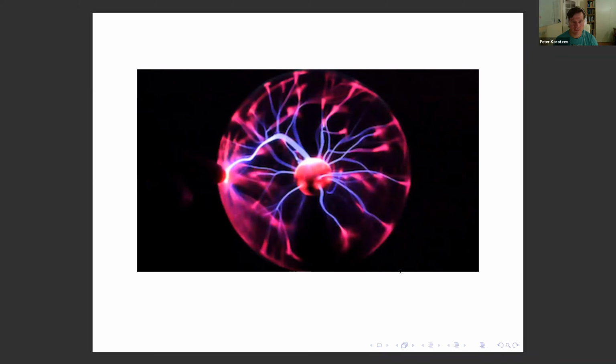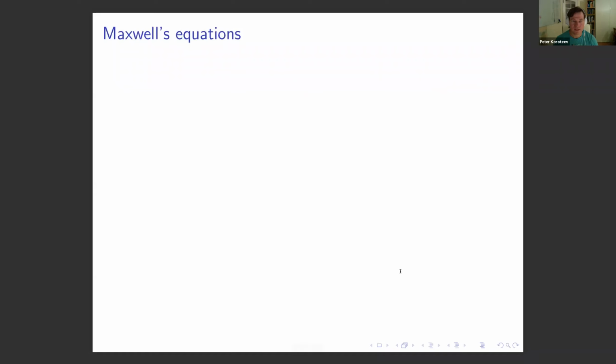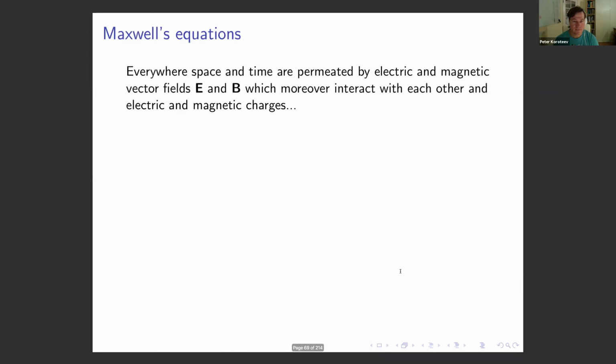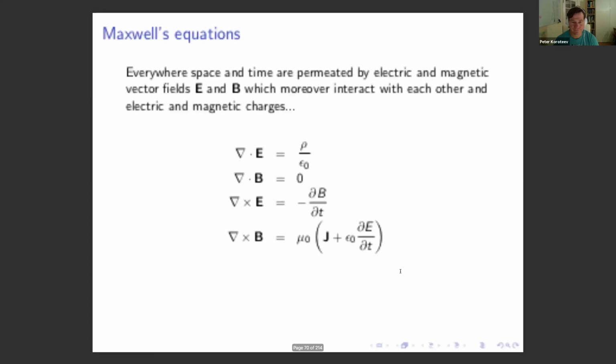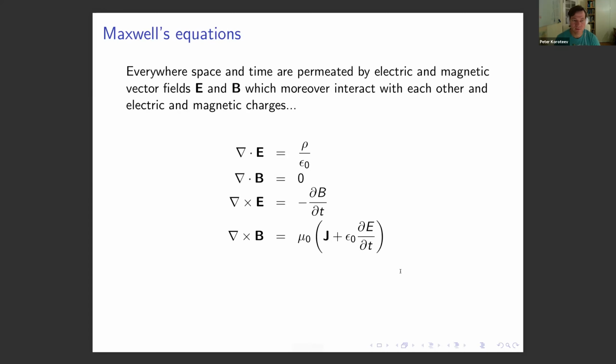Okay, next, electrodynamics, Maxwell's equations. So there will be a lot of physics today. I hope it will align with many of you who also take physics classes. So everywhere in space and time, we have it permeated by electric and magnetic fields, which are denoted with vectors E and B, which interact with each other, and also with electric and magnetic charges. These are the famous Maxwell's equations.